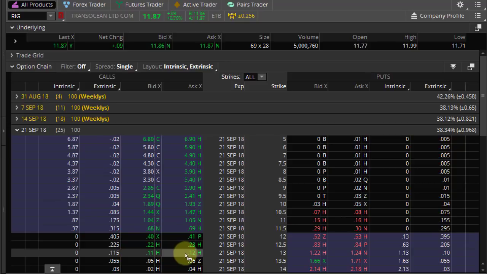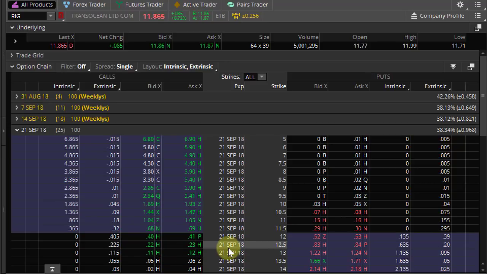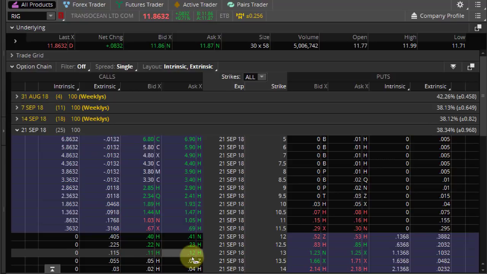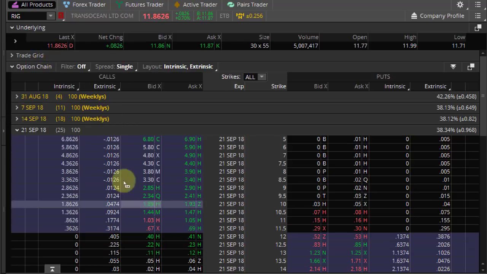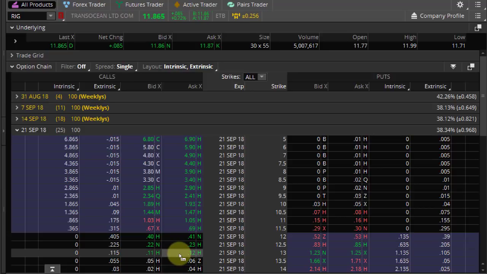Now, the great thing about out of the money options is it's a relatively inexpensive way to buy stock. You could buy 10 of these. It's $120. You can never lose more. If the market or RIG gets above $13 in 25 days, you're going to be long 1,000 shares of RIG. You were able to get long 1,000 shares of RIG for a $120 investment.